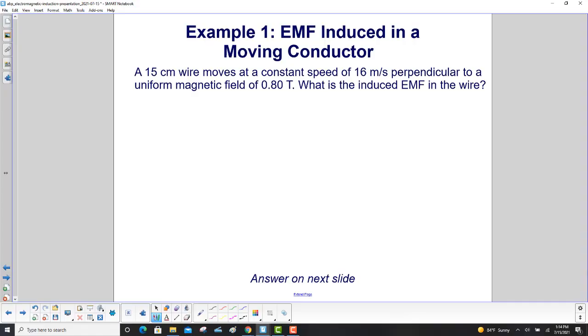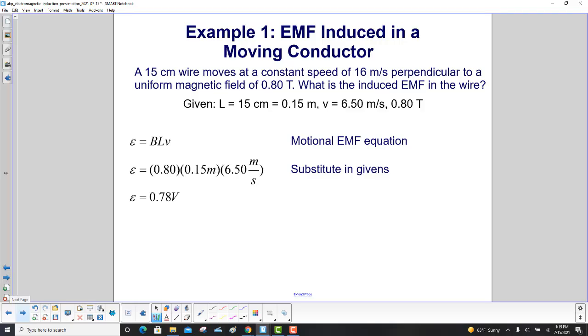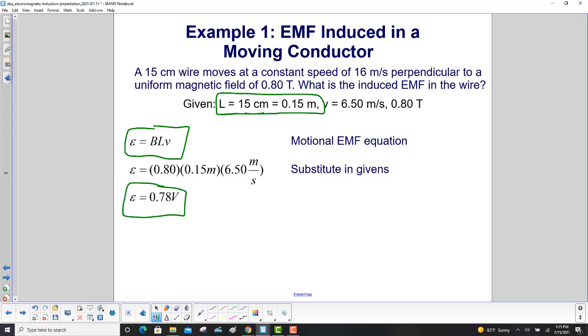A 15 centimeter wire moves at a constant speed of 16 meters per second, perpendicular to a uniform magnetic field of 0.80 Tesla. What is the induced EMF in the wire? We use the motional EMF equation, which is EMF is BLV, substitute in our givens, and of course, make sure you change the length from centimeters into meters, and we get an EMF of 0.78 volts.